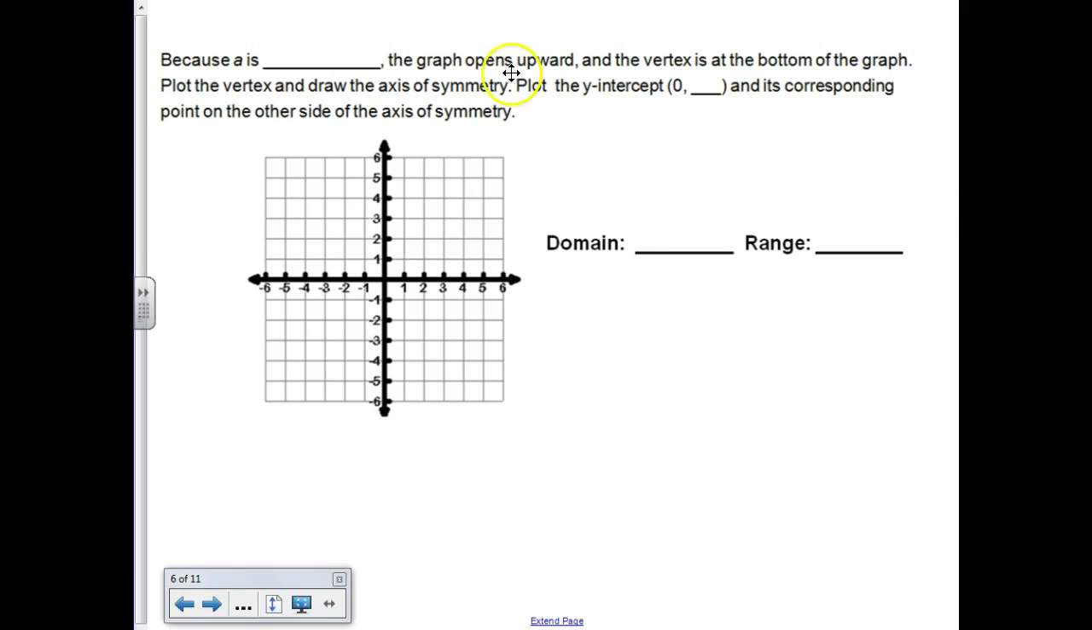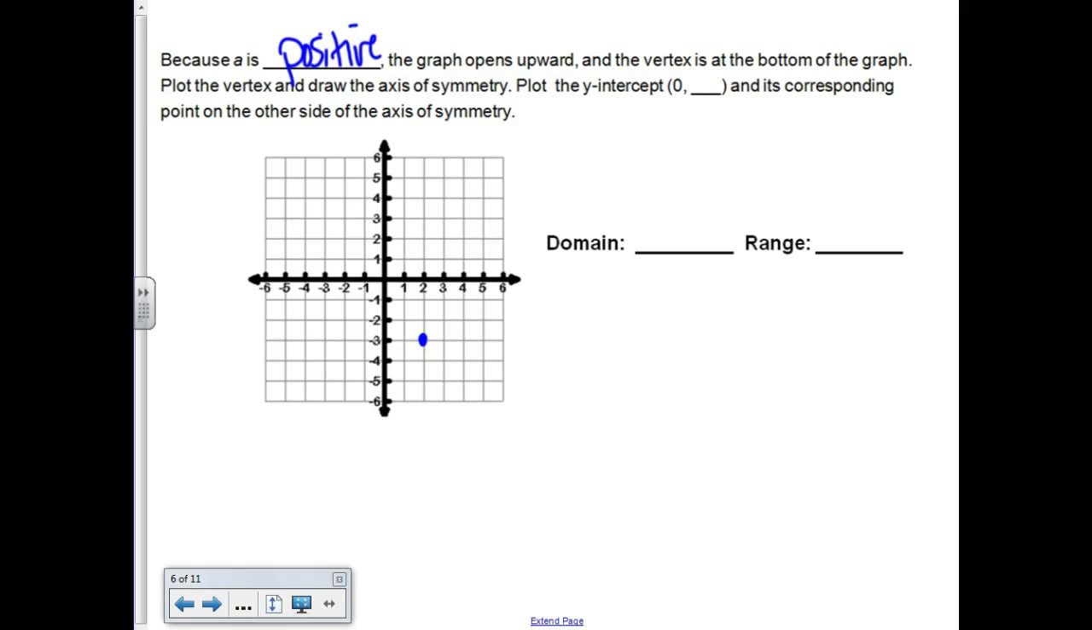Because a is, what was my a? Is it a positive or negative value in this function? It's positive. So because a is positive, our graph is going to open upwards. So just keep that in mind as we try to graph this. The first thing I want you to do is plot our vertex. I already forgot where my vertex was. It's at the point 2, negative 3. So 2, negative 3.